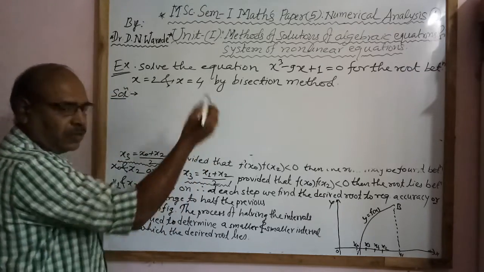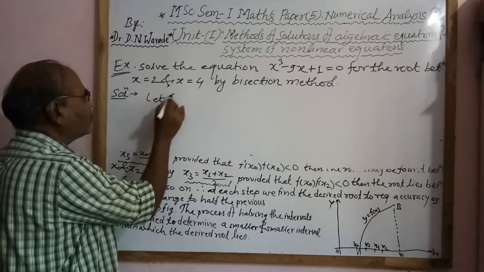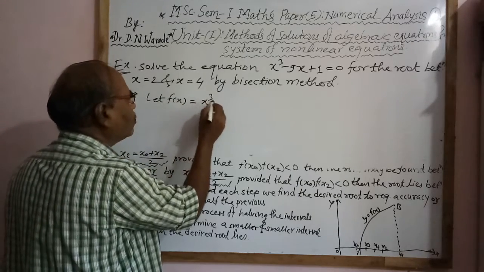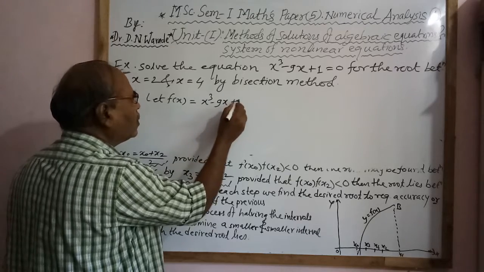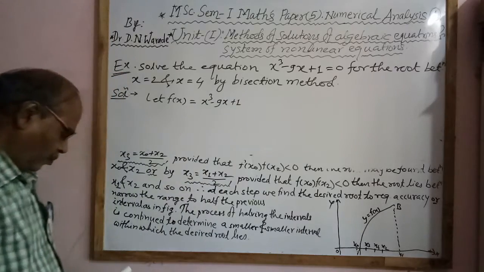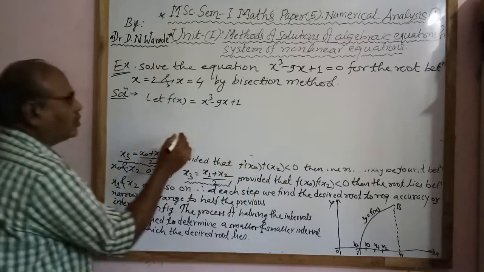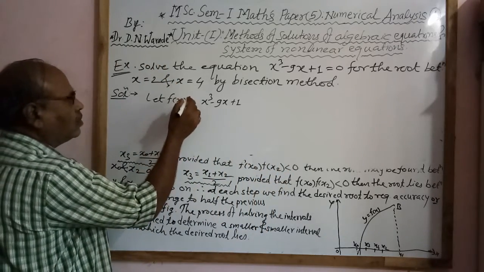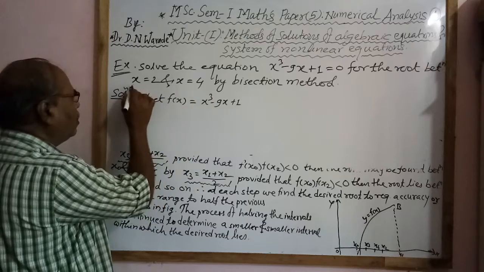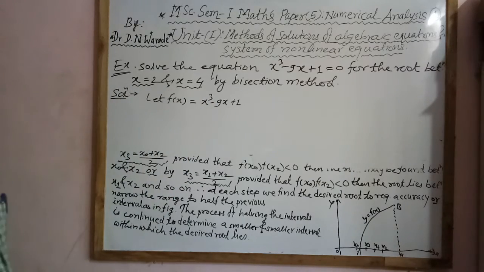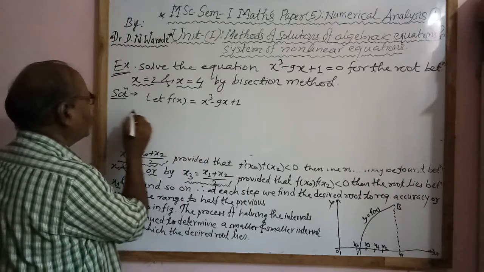Now we consider the given equation as f of x. Let f of x be the given equation, that is x cube minus 9x plus 1. Now we have to solve the equation for the root between x equal to 2 and x equal to 4. We find f of 2 and f of 4.